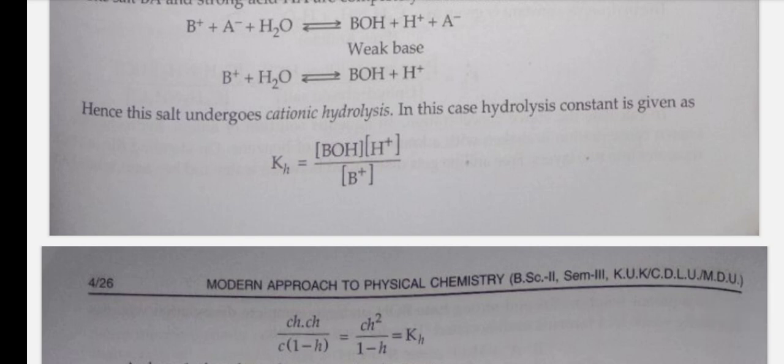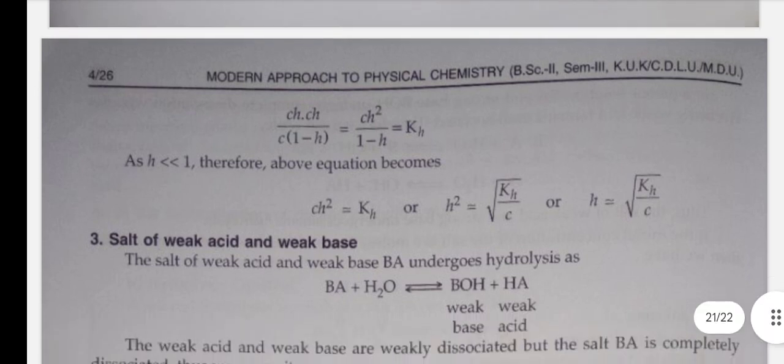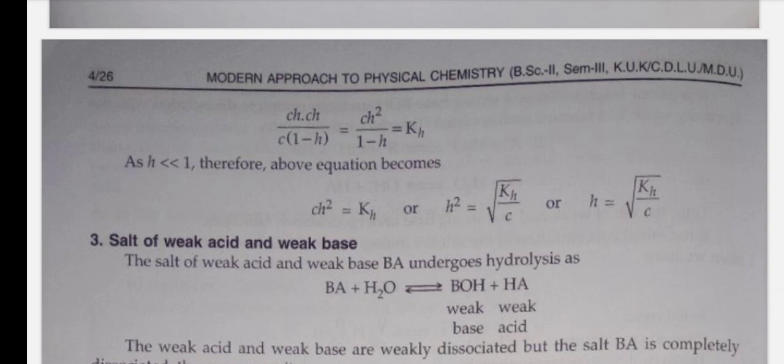In this case, the hydrolysis constant is given as Kh = [BOH][H+]/[B+], which gives us Ch²/(1 − h) = Kh. As h is much smaller than 1, the above equation becomes Ch² = Kh, so h² = Kh/C, or h = root of Kh/C.